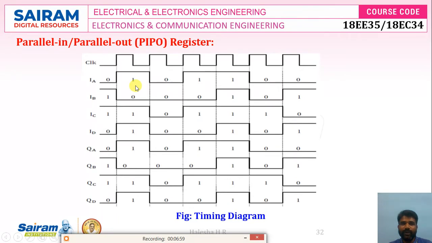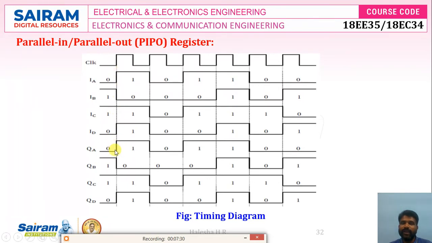Now if you want to load another value, this is the previous value which is stored here. Now when the clock pulse occurs, if you want to load 1, 0, 1, 1, I mean we made IA 1, IB 0, IC 1 as previous, and ID 1. When the positive edge occurs, see, this is the positive edge.